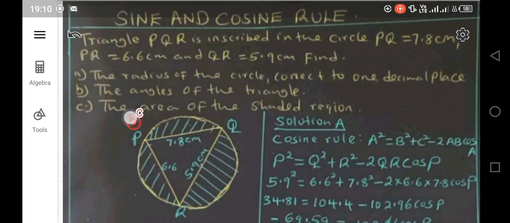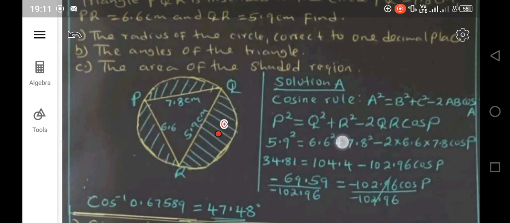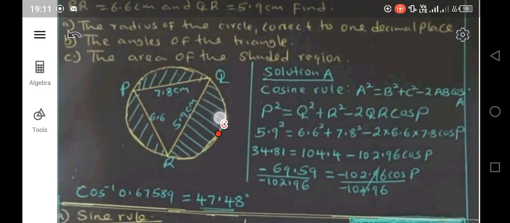Now, think of an equation. Triangle PQR is inscribed in a circle, and we have the measurements: PQ is 7.8 centimeters, PR is 6.6 centimeters, QR is 5.9 centimeters. How can we find the radius of the circle? We want to find the area of this circle.